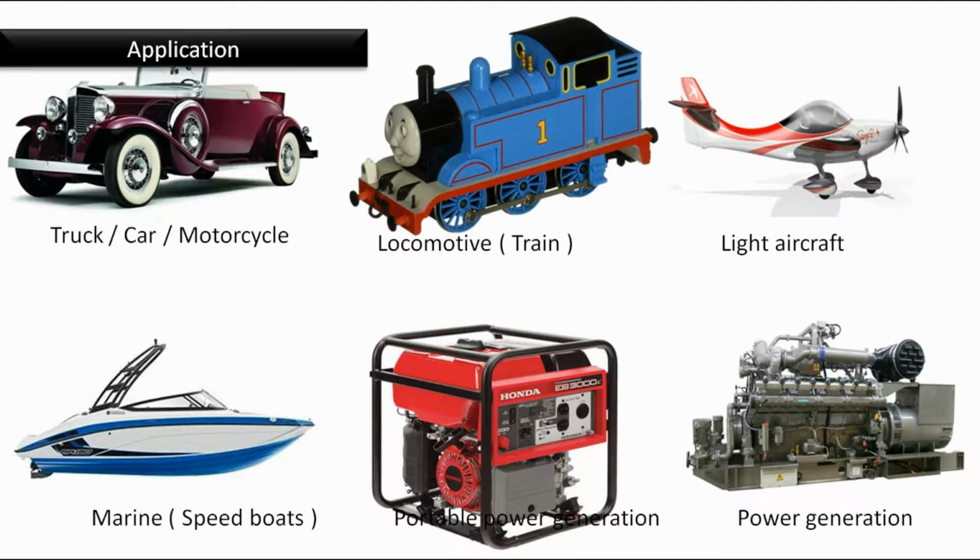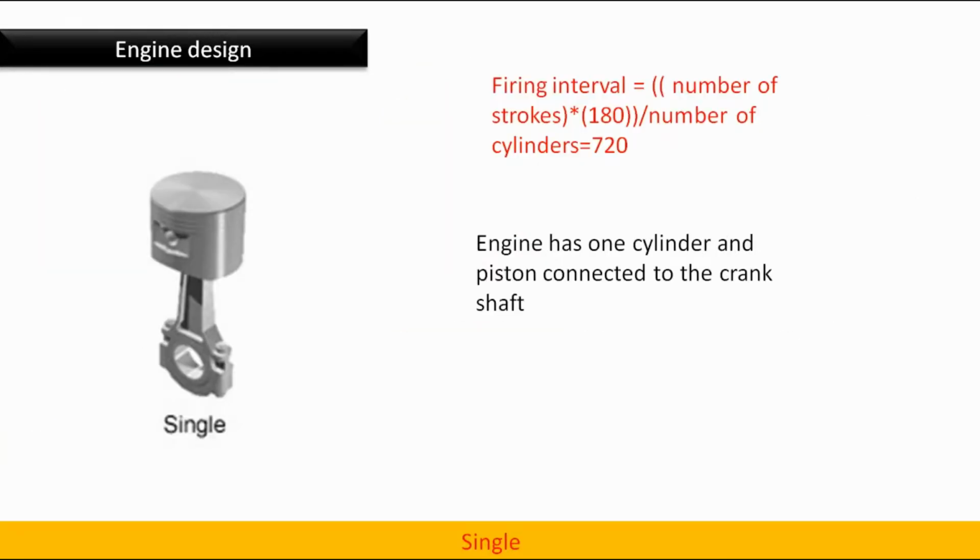There are different types of engines. Based on application, we have truck, car or motorcycle engine, locomotive engine, similarly light aircraft, marine, portable power generation engines. Based on engine designs or number of cylinders, we have single cylinder engine, that is, engine has one cylinder and piston connected to the crankshaft.